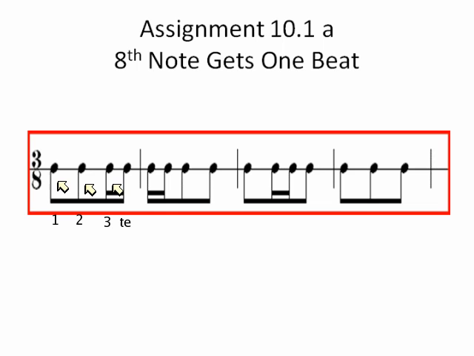All right, so if I'm doing this, this is my beat. 1, 2, ready, count. 1, 2, 3, te. So that worked out just fine.